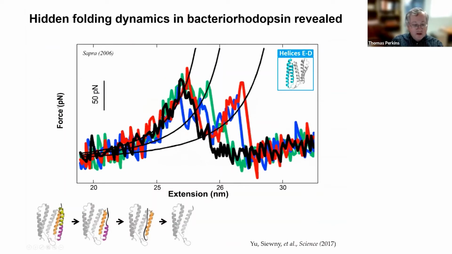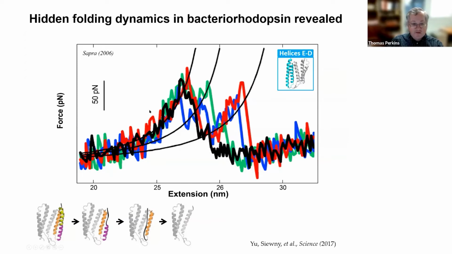This is some later data from Daniel Muller's lab, again force versus extension. In this case, we're pulling on the 3rd and 4th helices to get pulled out, the so-called ED helix pair shown down here. What happens in the red curve is that there's a force drop, and then another force drop. The first force drop is associated with unfolding of the E helix, and the second force drop is associated with unfolding of the D helix.